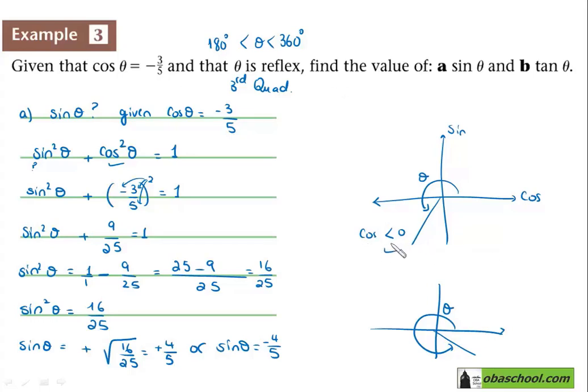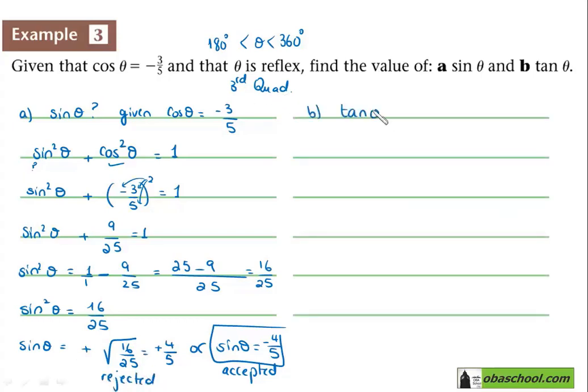We memorized the quadrant as all silver toy cars. Thus, only the tangent is positive, so the sine is negative. And this is the accepted value. Because the theta is in the third quadrant, we know that only the tangent is positive. Thus, sine theta is minus 4 over 5, and the positive value 4 over 5 is rejected, since theta is in the third quadrant. Okay, now for part B.